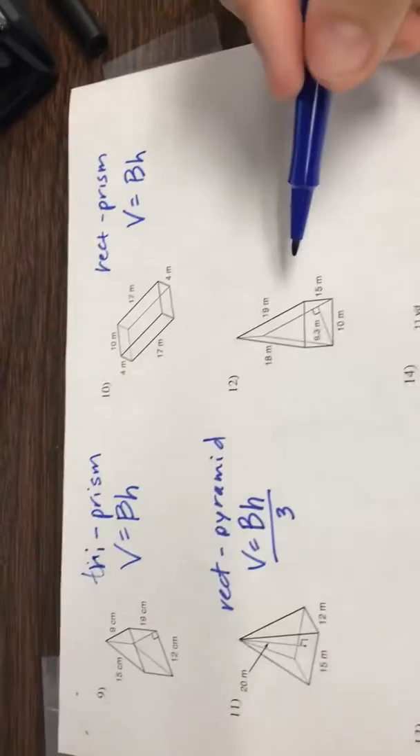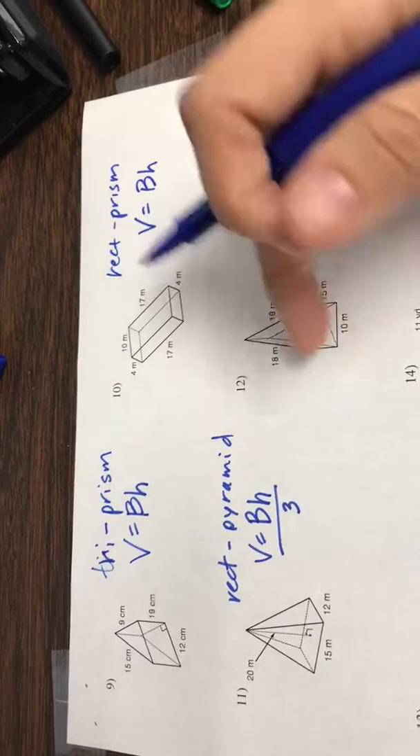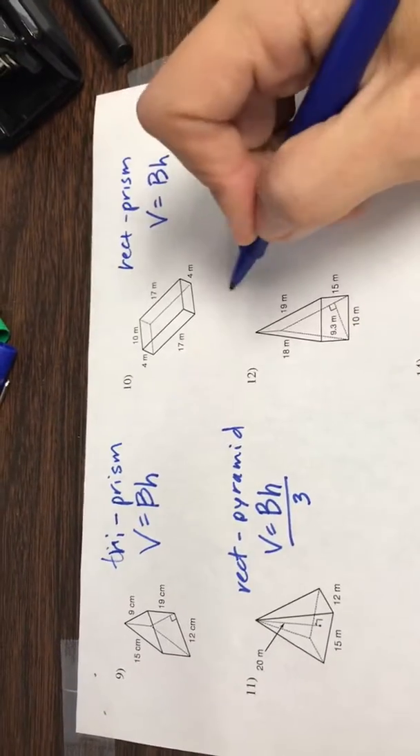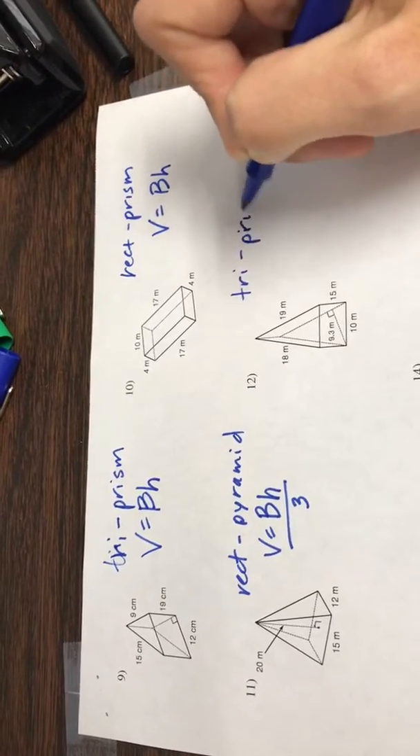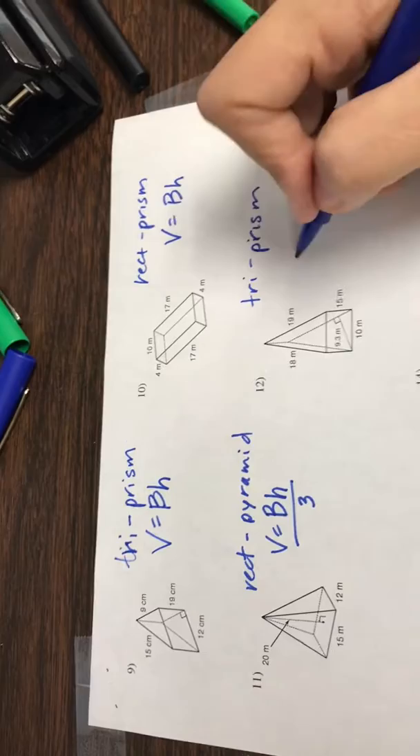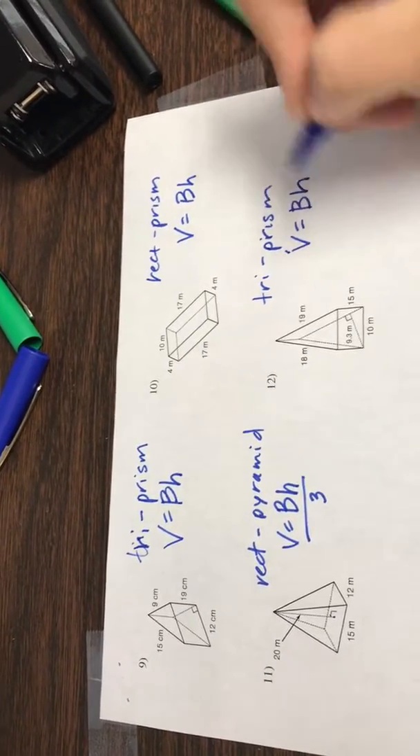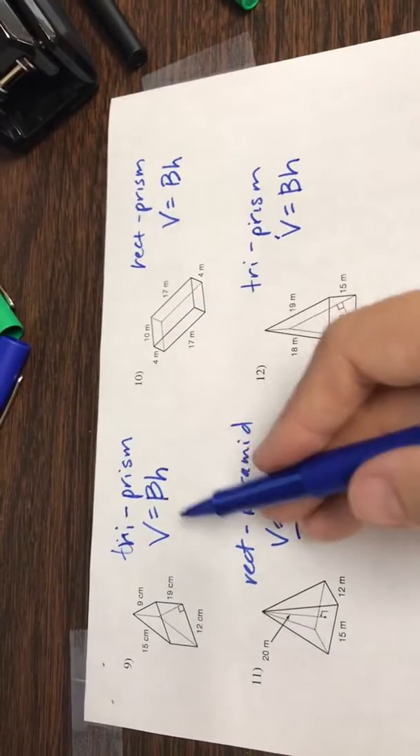Okay. Now, this thing, definitely see how I'm getting that square face or rectangle face? This has to be a triangular prism. So it was made by stacking triangles. So it's going to be the area of the base times the height. Prisms, area of the base times the height.